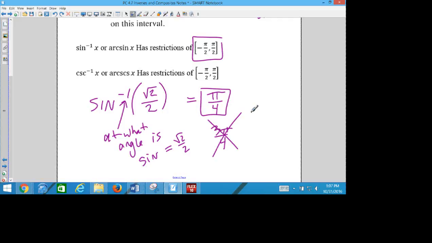So right here, you will also see something that looks like arc sine. That means the exact same thing as sine inverse. It's just a different way of writing it. So it still means find the angle at which sine is equal to square root of 2 over 2. Those mean the same thing. No difference.